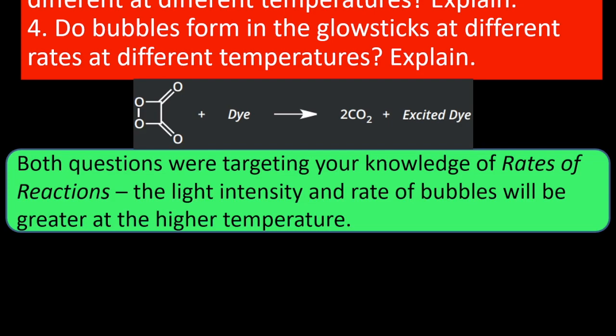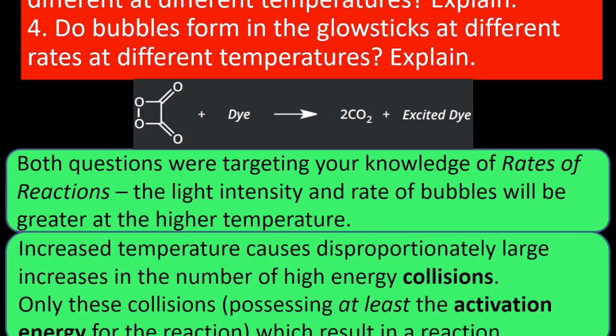And in terms of an explanation for all this, increased temperature, you will remember from your rates of reaction course, causes disproportionately large increases in the number of high energy collisions. Only these collisions, so collisions that possess at least the activation energy, will result in reactions. And you can see from the equation on the slide here that when the dione reacts with the dye, it forms CO2 gas. So that's probably what we're looking at in terms of the bubbles.